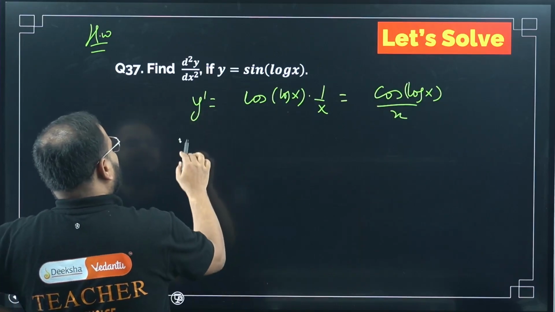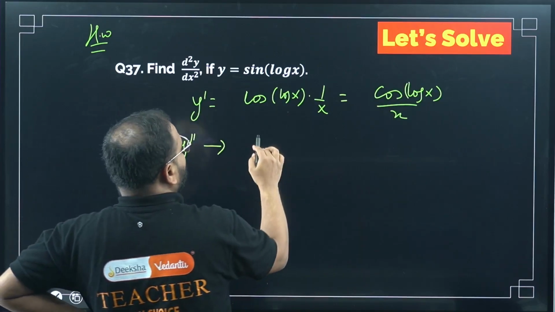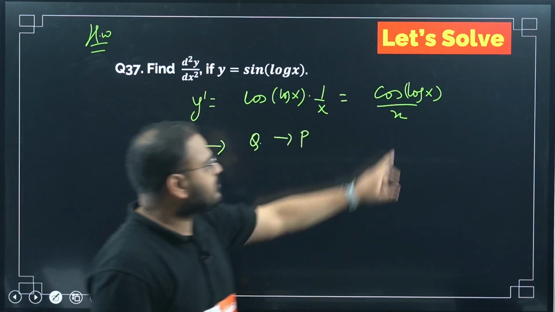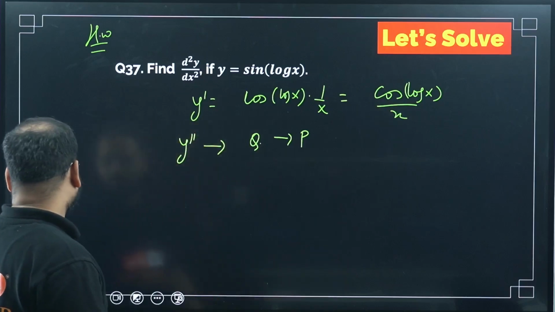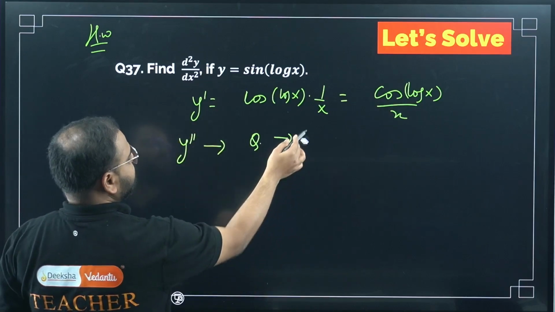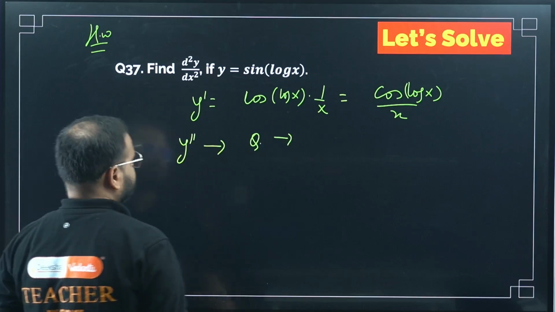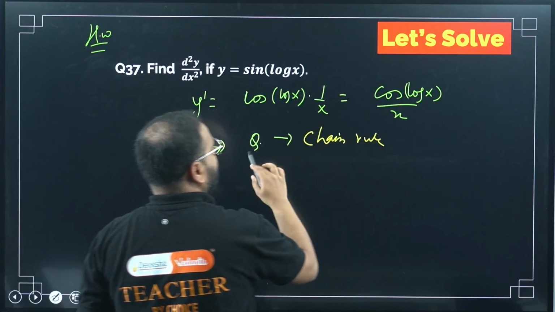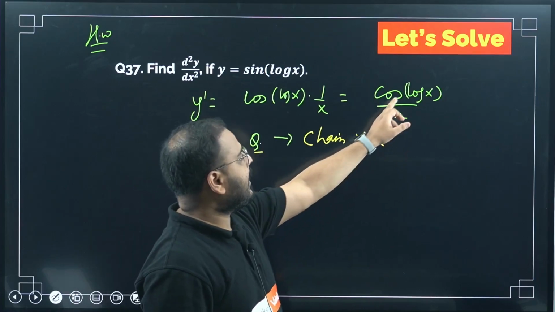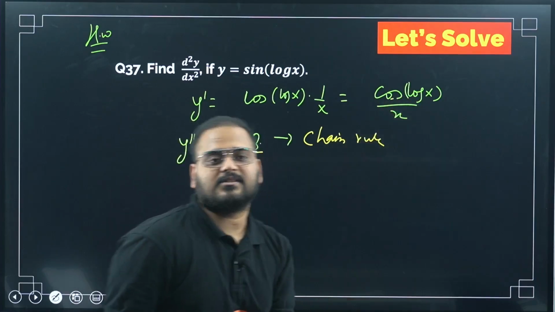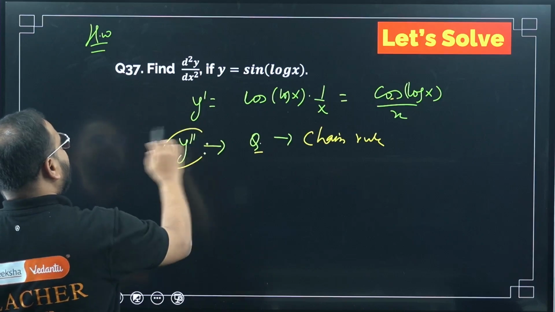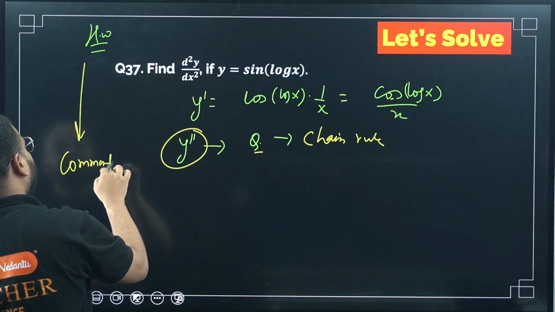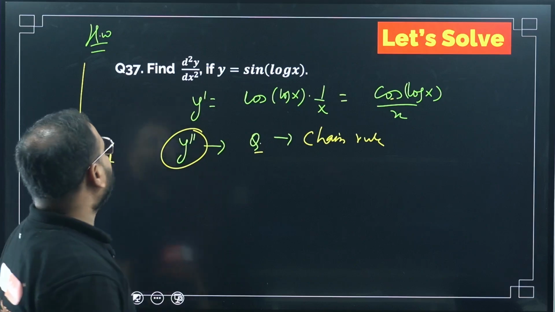Now you have to find the y double derivative. What are you going to use? Use the quotient rule and then the chain rule. First you have to use the quotient rule for this fraction, and then use the chain rule for cos of log x. Solve this and comment your answer. Okay, that's homework.